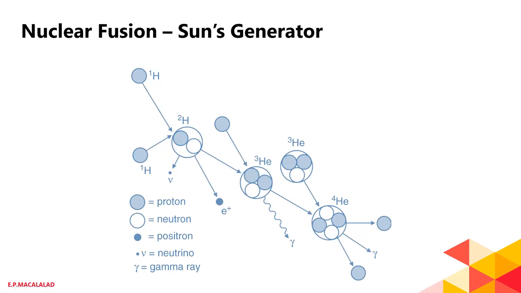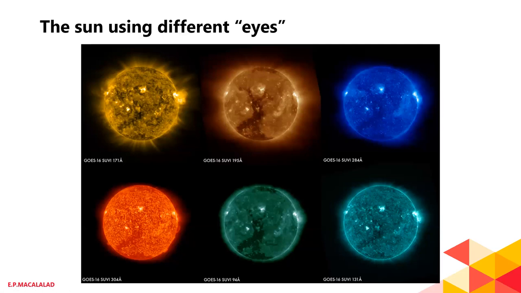Now, when we observe the sun, we can observe it using different eyes. Different eyes means the sensors are detecting different frequencies or wavelengths of light. This image shows you different pictures of the same sun at the same time at six different wavelengths. The first is 171 angstrom. An angstrom is 10 to the negative 10 meters, so in terms of nanometers, which I think you're more familiar with, this is 17.1 nanometers. This is in the ultraviolet region, and some of them will already be in the X-ray region.